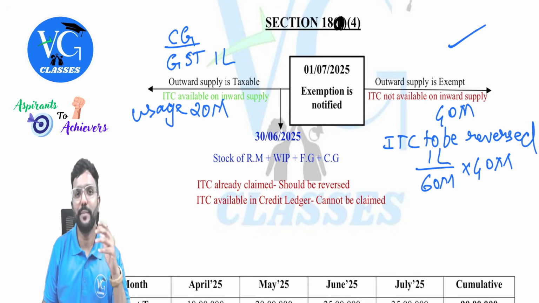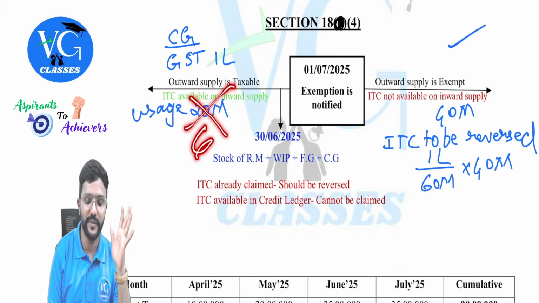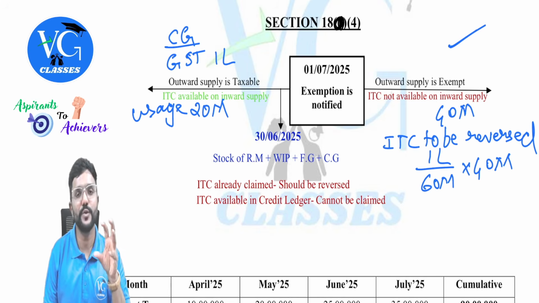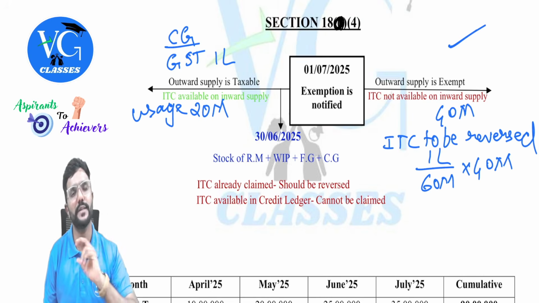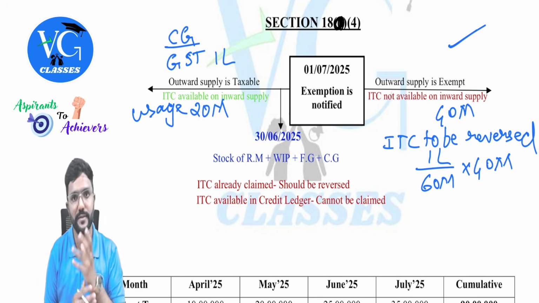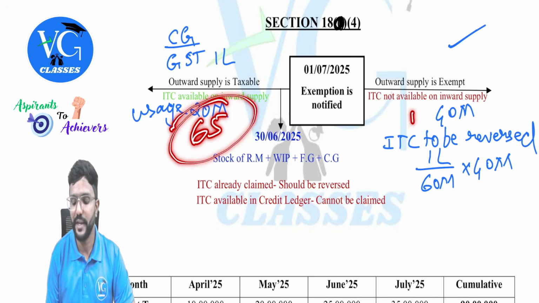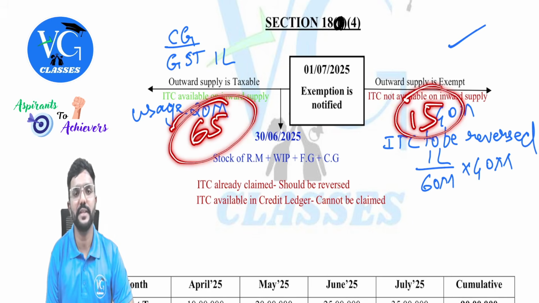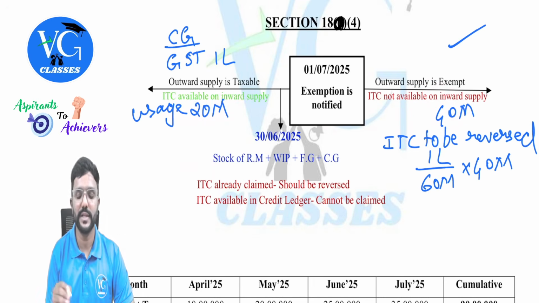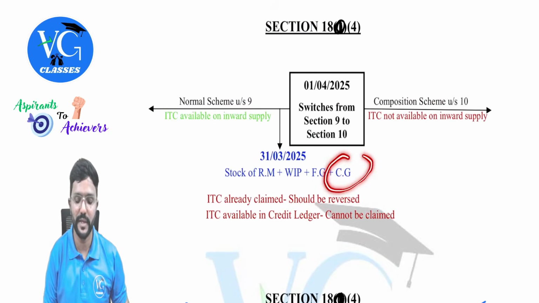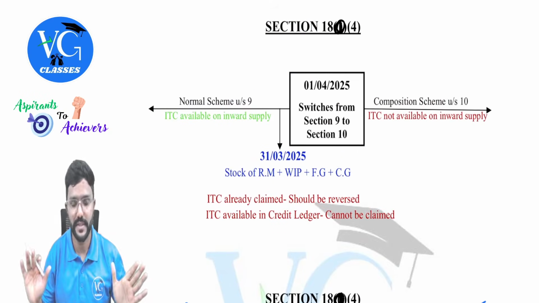Got it? Sir, what if capital goods is already used for more than 60 months? Assume 65 months it is already used before this. Then nothing to be reversed, guys. See, in reality, some capital goods might be used for more than 60 months. But for section 18 subsection 4, we need to consider the maximum useful life as 60 months. For example, assume a capital goods was purchased and used already for 65 months here and remaining 15 months it will be used here. Should we reverse anything? No, guys. No need to reverse anything. Clear? So if the asset is used for more than 60 months before this, no need to reverse anything. And same to same provision for capital goods is applicable even in this case. Got it?